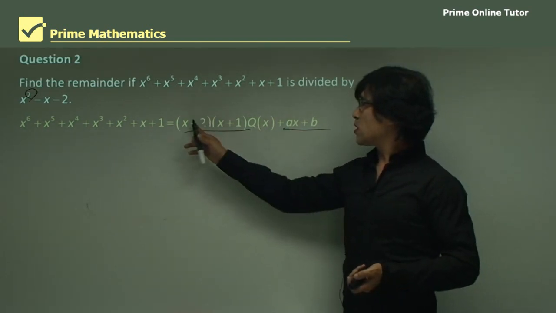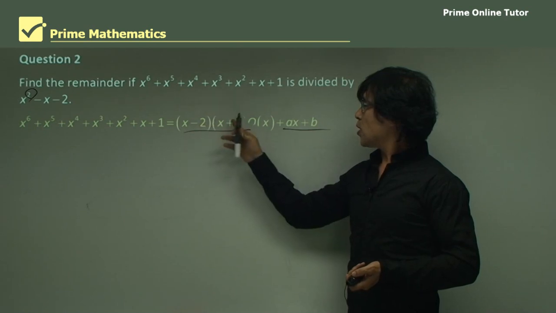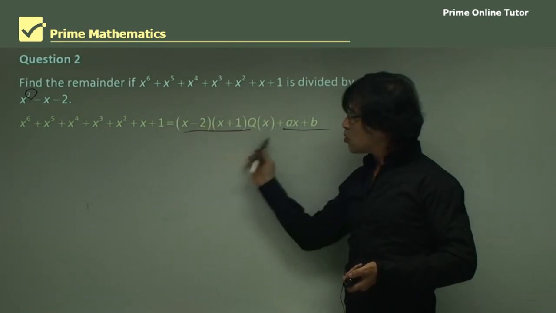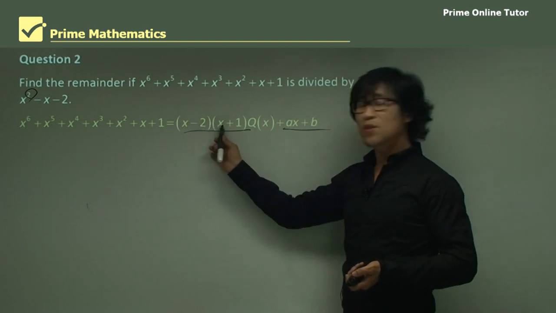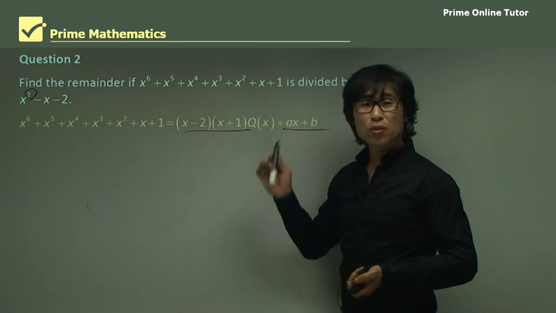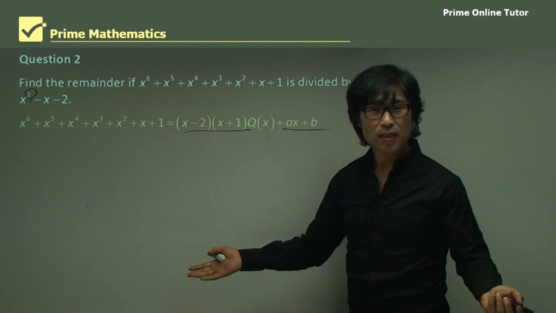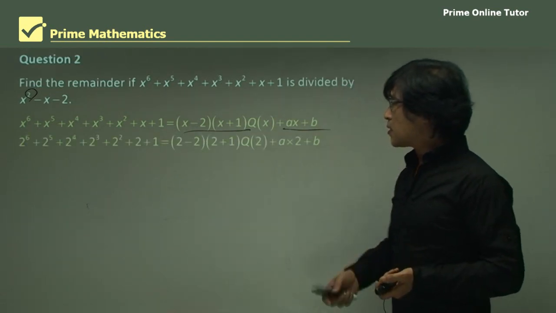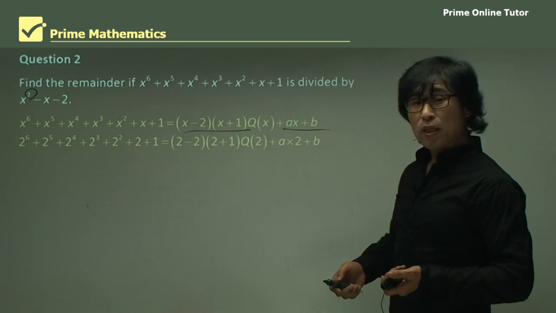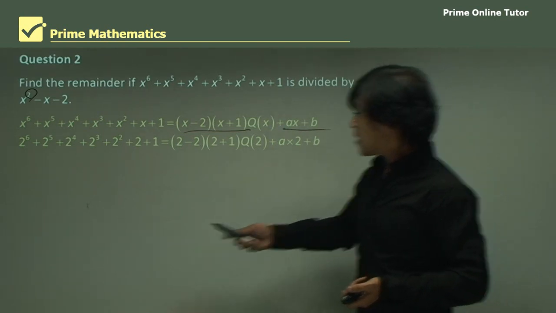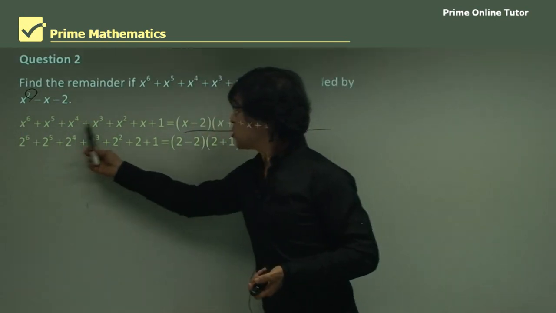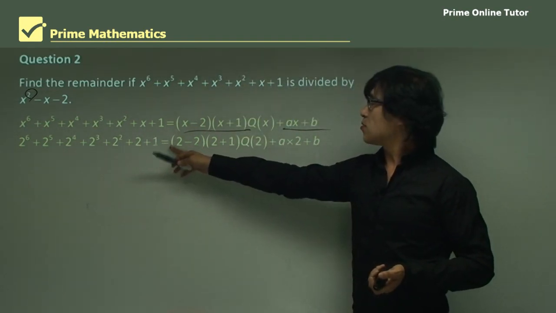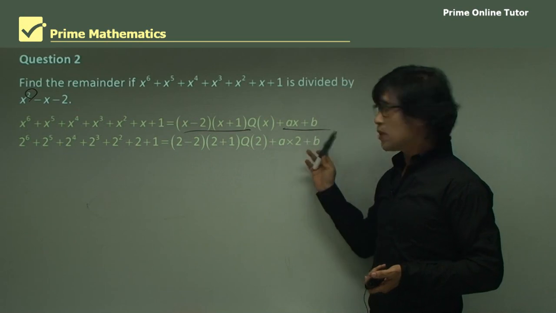Now, how do you do this? Well, we can consider x is 2 and x is minus 1, okay? Because if you substitute 2, it will be 0. If you substitute negative 1, this will also be 0. So that's how we get the idea. It's not different, okay? Let's start by substituting x equals 2 first. I substitute 2 here, and here, like this one.